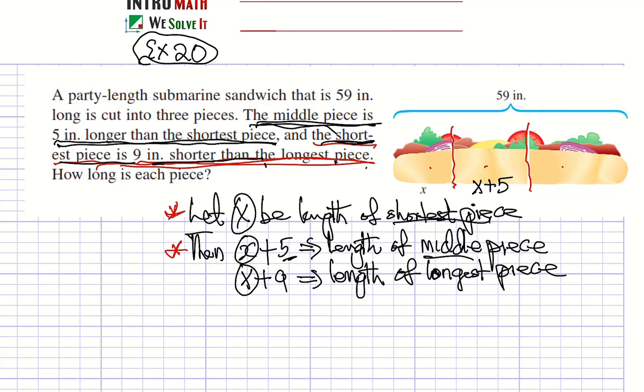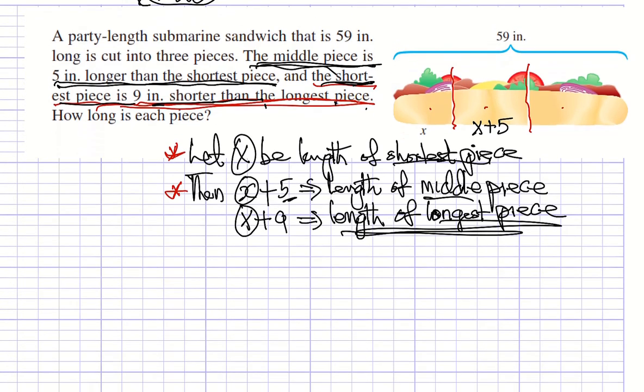See, they try to make it a little bit hard to understand, but I know what they're saying. They're saying that the shortest piece is 9 inches shorter. That means the longest piece is 9 inches longer than the shortest piece. That's what we did here. This is the length of, so you've got to get that. Make sure you understand that.